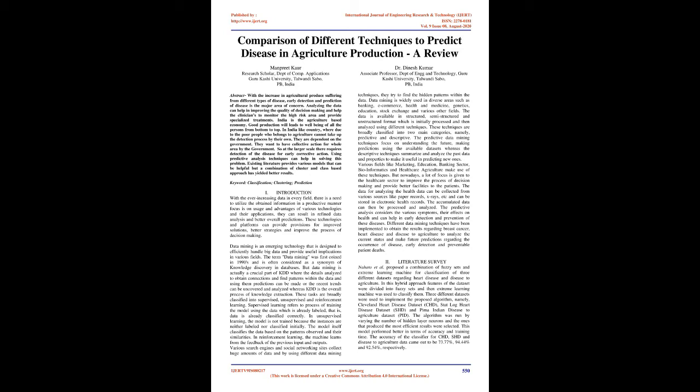These tasks are broadly classified into supervised, unsupervised and reinforcement learning. Supervised learning refers to the process of training the model using data which is already labeled, that is, data is already classified correctly. In unsupervised learning, the model is not trained because the instances are neither labeled nor classified initially. The model itself classifies the data based on the patterns observed and their similarities. In reinforcement learning, the machine learns from the feedback of the previous inputs and outputs.